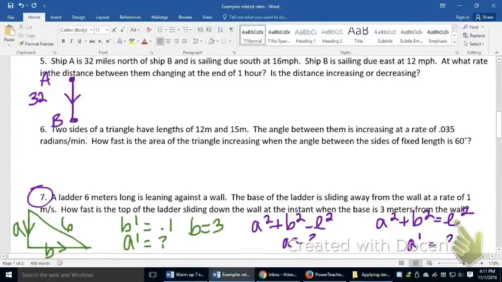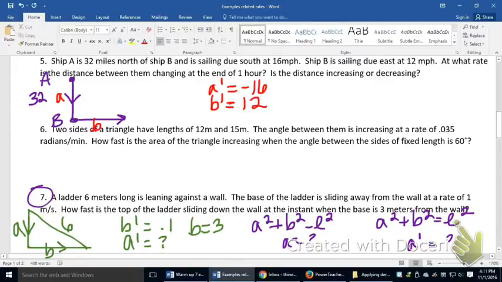Now, I'm probably going to label that. Maybe I want to label it as A, and that tells me that A prime is negative 16 because it's going south, and that 32 would be getting smaller. Okay, ship B is sailing due east, which means it's going this way, and we'll call that little b, and it's at 12 miles per hour. See, the A prime and the B prime, they're still rates, and when you talk about how fast that they're going, that still represents its rate. That's why it's in miles per hour.